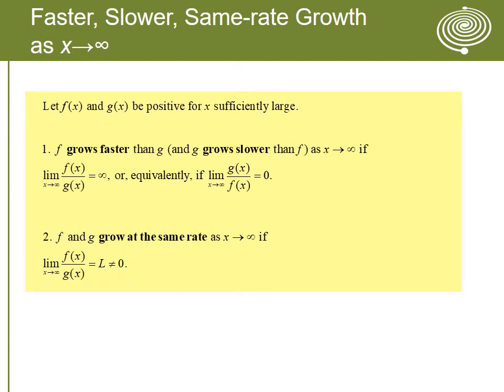The other case is that f and g are said to grow at the same rate as x goes to infinity if the limit of f of x over g of x goes to a certain fixed limit L, which is different from 0.